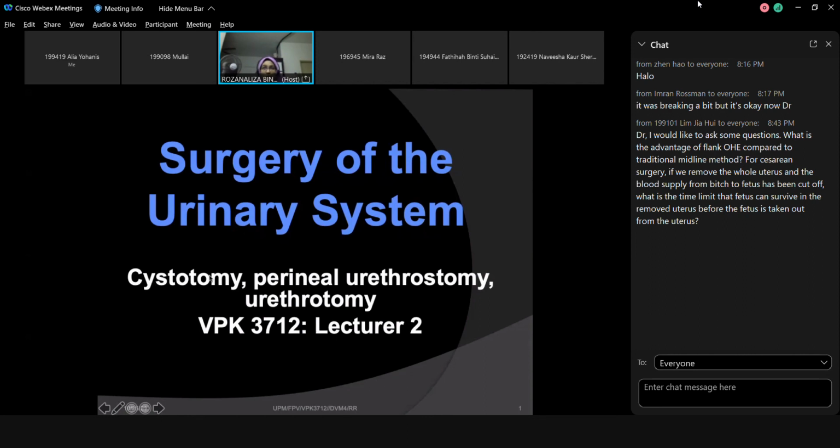For cystotomy, the skill level is not that high, basically just an incision. But for perineal urethrostomy, you need to have very good knowledge of anatomy in order to construct a very good opening, so that you can prevent stricture formation.